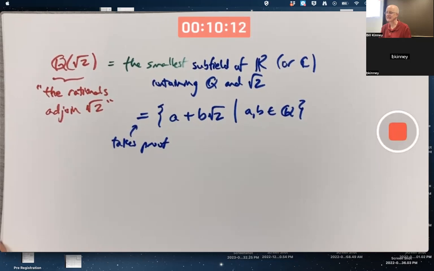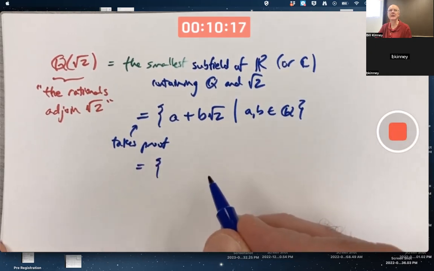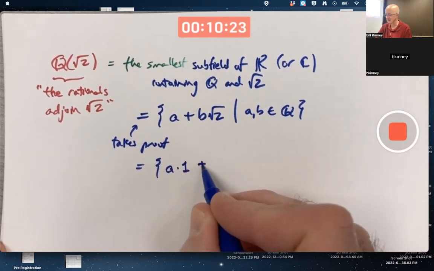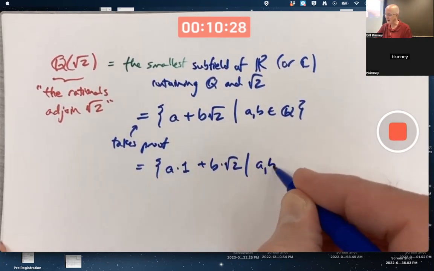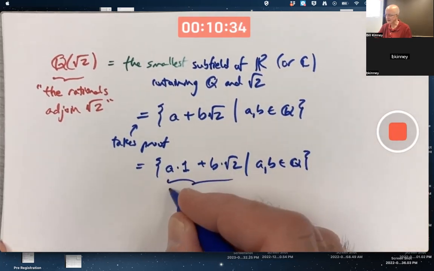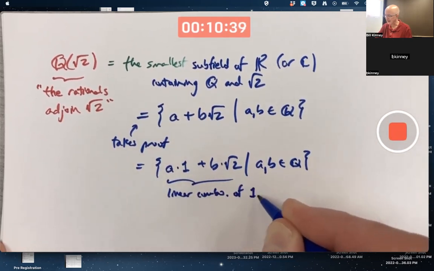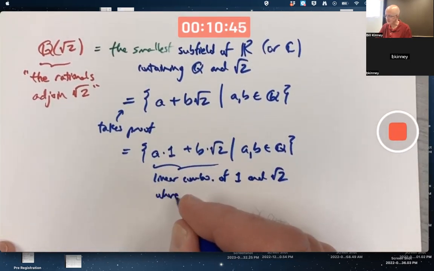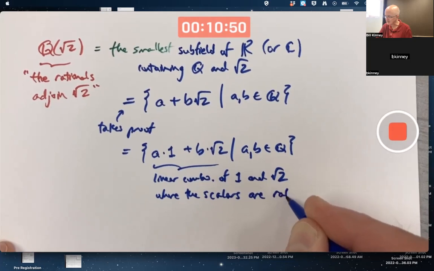And for extra emphasis, like I talked about yesterday, this is really a linear combination, the set of all linear combinations of the numbers 1 and the square root of 2. I'm not really writing anything different here. I'm just re-emphasizing something. This is a linear combination of 1 and square root of 2, where the scalars are rational numbers.